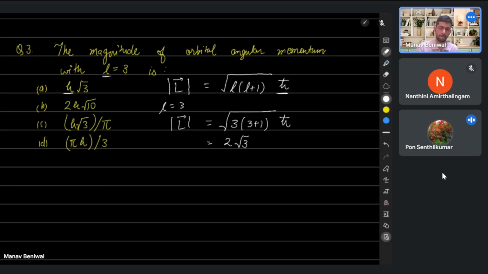So what is h bar? It is h over 2 pi, correct? So this 2 will cancel, and then the answer will be root 3 times h divided by pi. This is option C, correct?